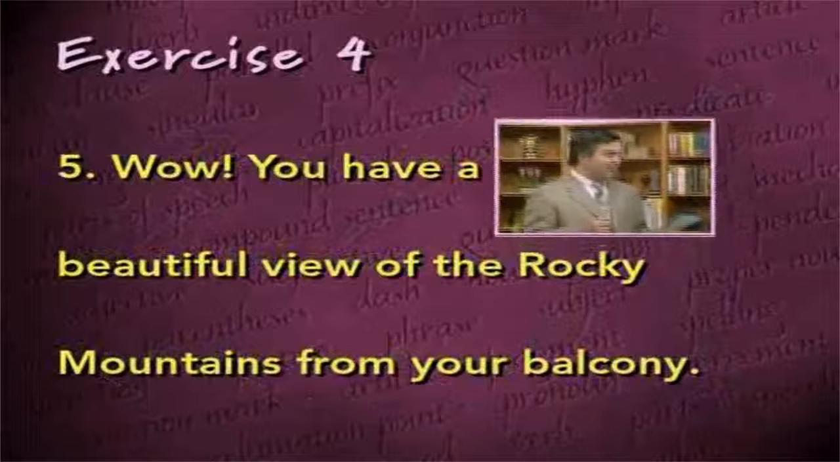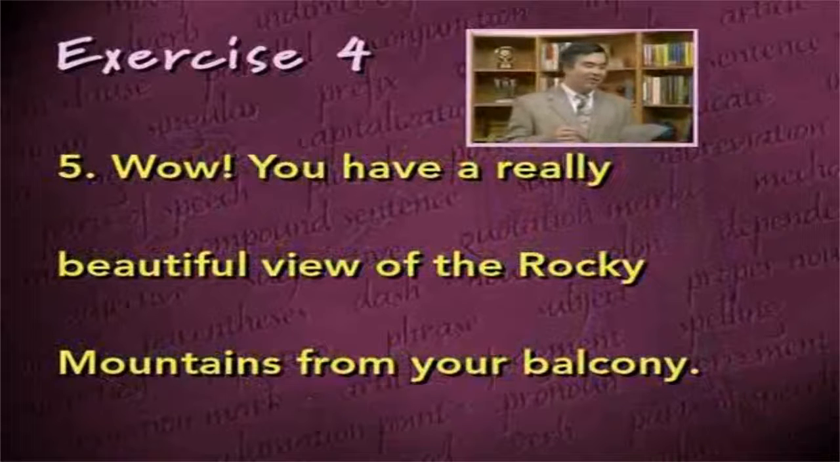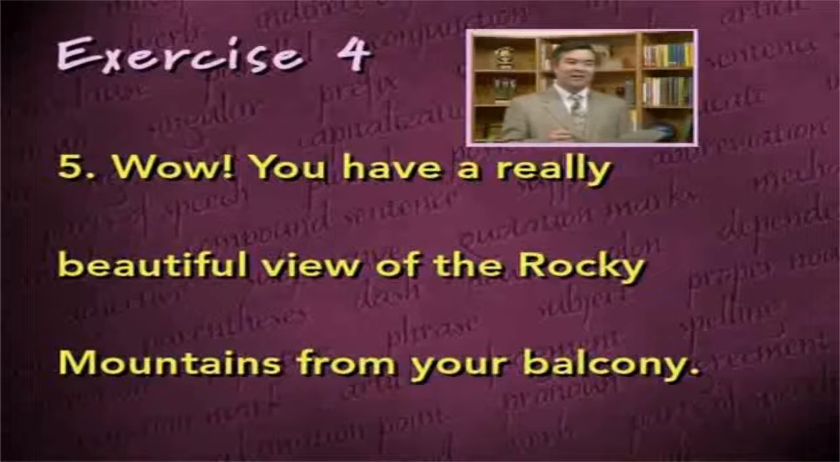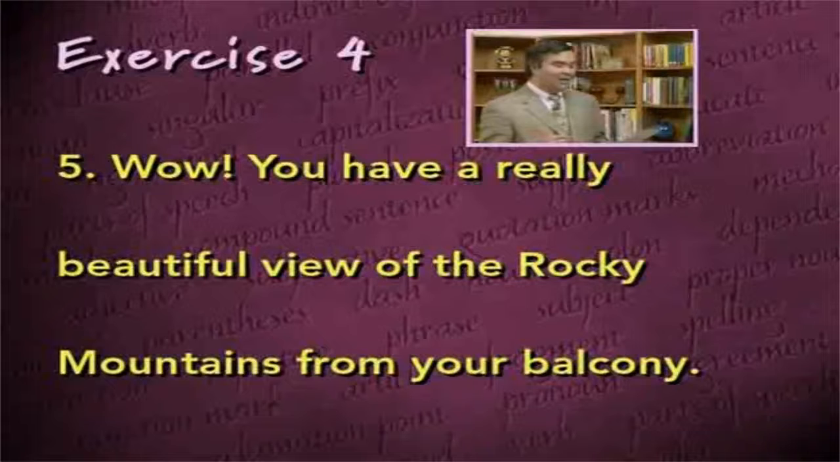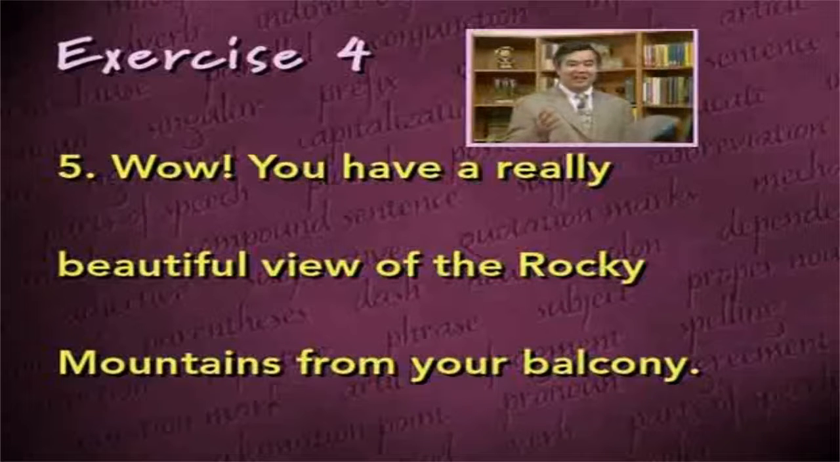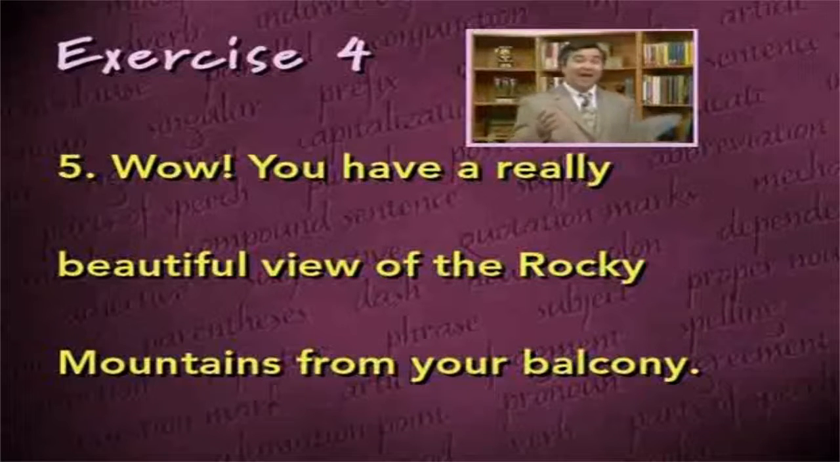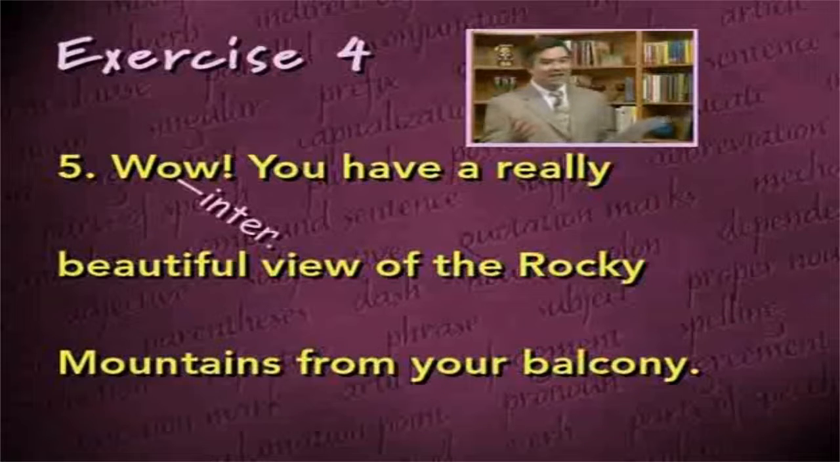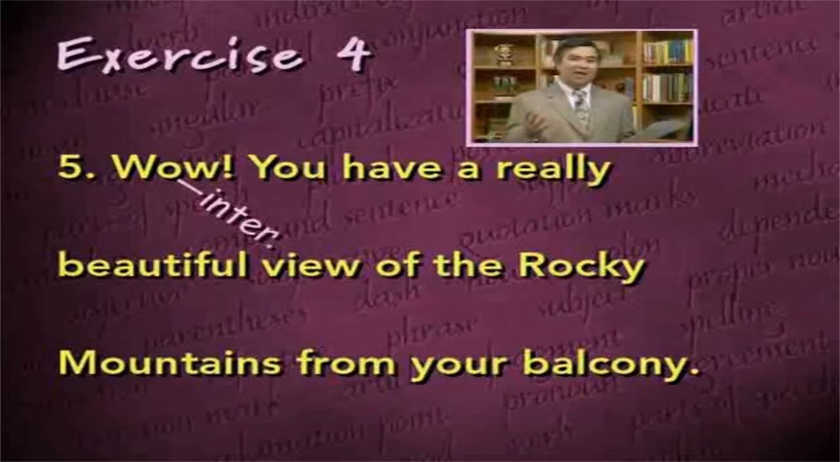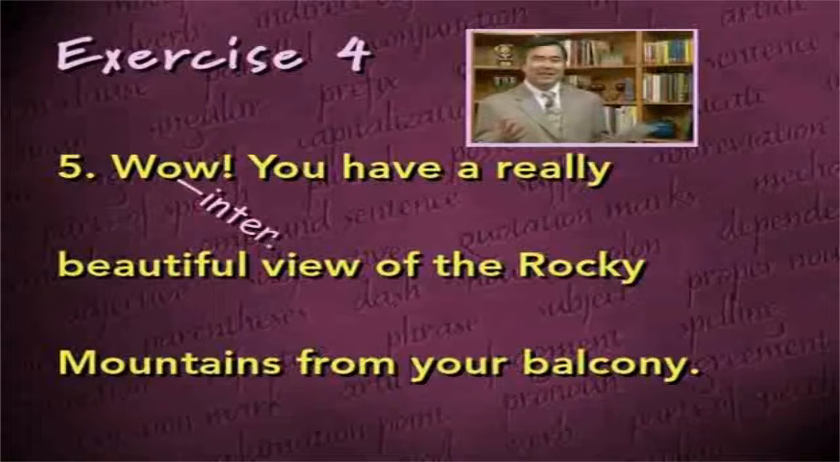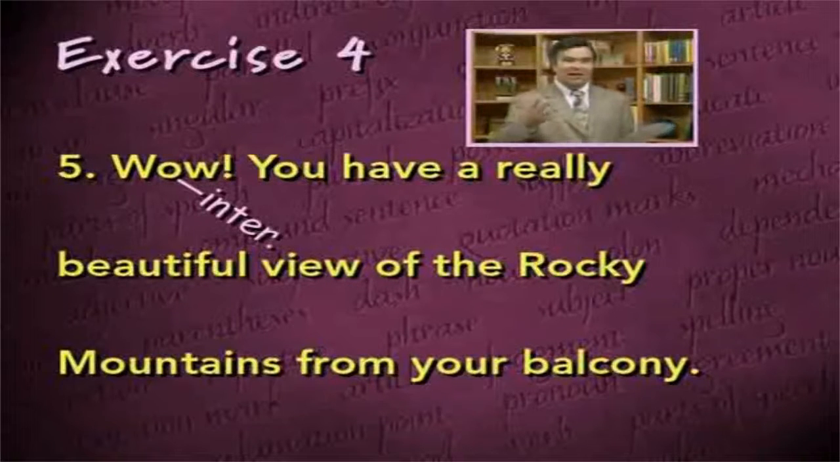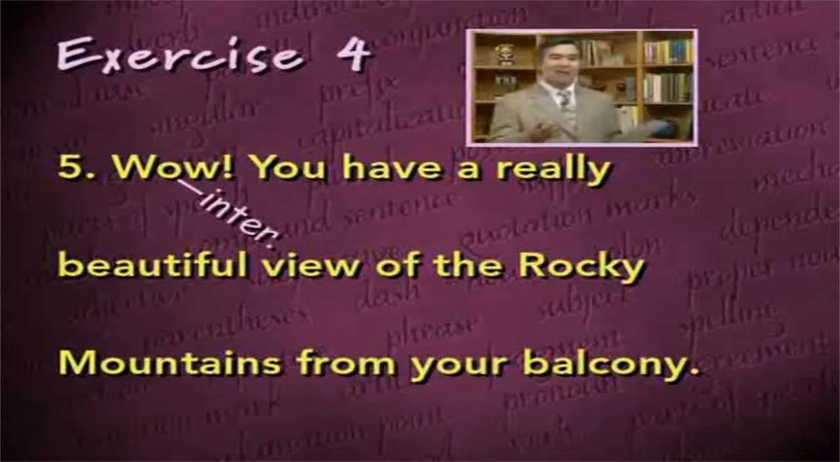Now our last example. Wow, you have a really beautiful view of the Rocky Mountains from your balcony. Of course, we had to stick in at least one example of an interjection, and the first word here, wow, is our interjection. It has an exclamation point, which interjections often do, and it's not grammatically connected to the rest of the sentence. The meaning is connected, but there's no special linkage grammatically.